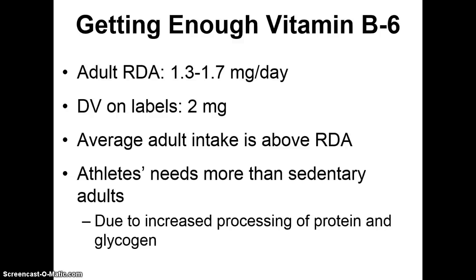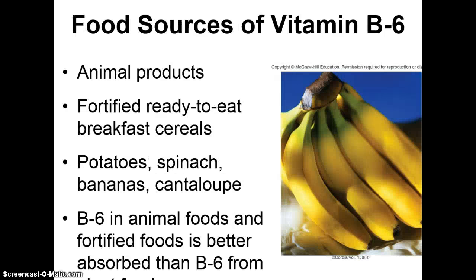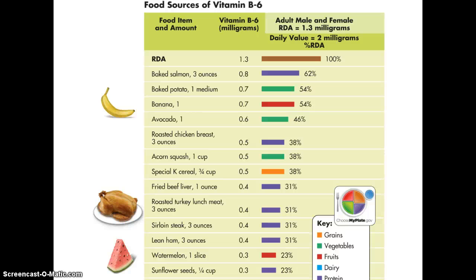How do we get enough? Again, we get plenty because it's in such a wide variety of foods like animal products, cereals, potatoes, bananas, spinach. And again, you see these multiple colors show that it's in a wide variety of things.